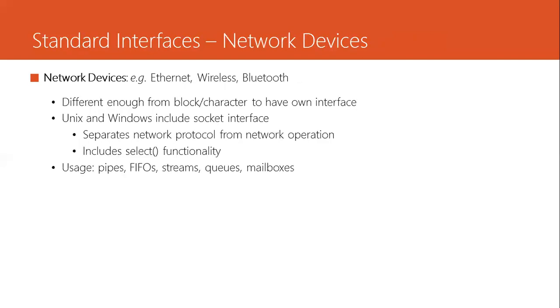And finally, the network devices. The network devices are things like Ethernet, wireless, and Bluetooth. These devices are different enough from the block and character devices to have their own interface. Mostly the kinds of network devices that you would encounter are accessed using the socket interface. A socket is an endpoint of communication. You need two sockets and connect them together. You write data in one socket, and it comes out the other side. So it is a bidirectional interface, and it is a generic endpoint of communication. Its uses are in FIFOs and streams of data, queues and mailboxes, etc.